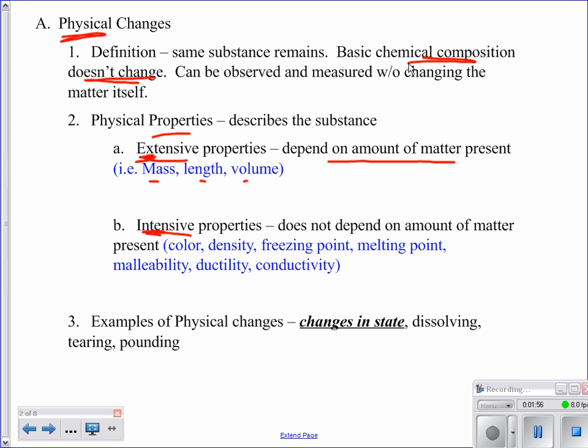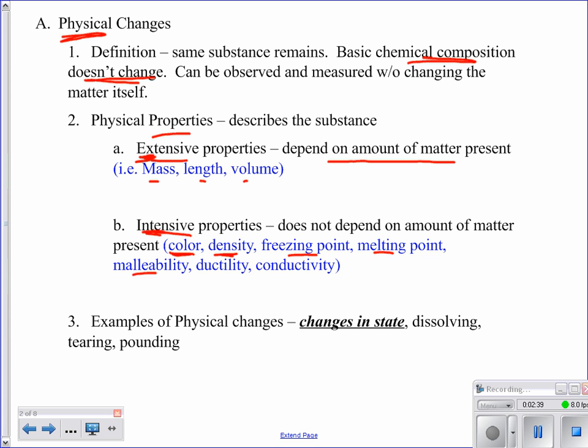So for example, if I said, yes, I have this element and it's yellow, that might at least help you decide that maybe it could be sulfur. Or if I said, I've got a substance and it has a density of 11.34 grams per cubic centimeter. Doesn't matter how much of that I have, it has that density. That might help you decide, well, that's going to be lead then. Lead has a density of 11.34 grams per cubic centimeter. So some intensive physical properties are things like color, density, freezing points, melting points. Those don't change depending upon your amount. Those are going to stay the same.